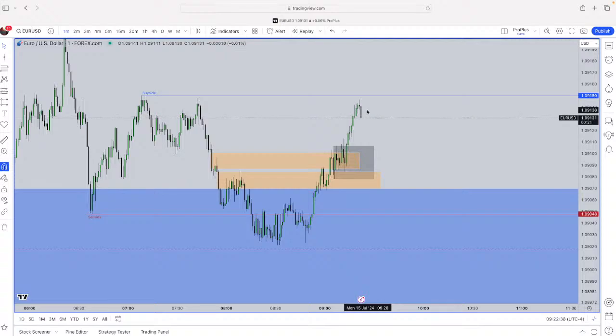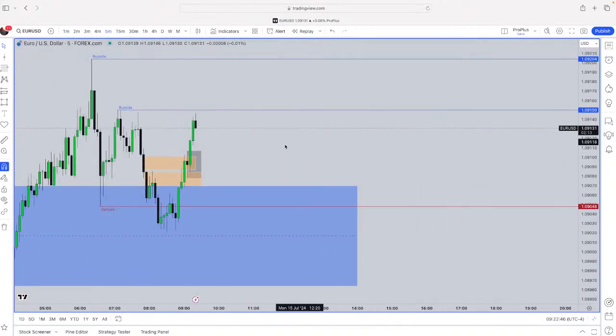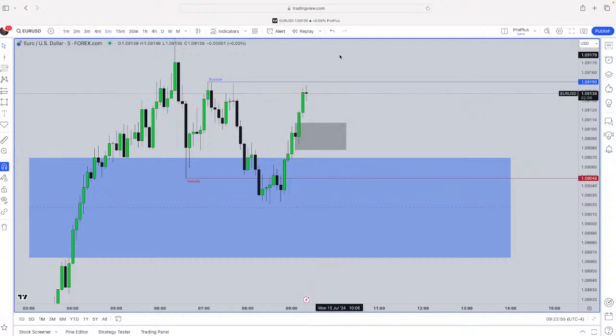Let's see if Euro wants to climb higher. For me personally, there was no entry. Let me delete this and this. This was the bullish order block. So I want to see, maybe price wants to come back down into this bullish order block, and then we can see it run higher.